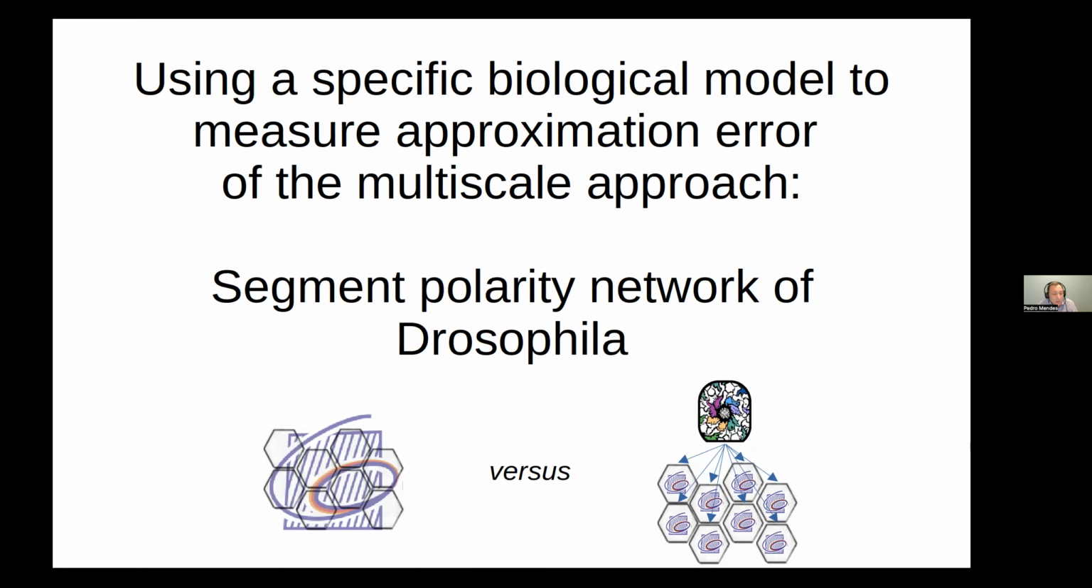However, as much as I have looked for, I have not seen anyone studying what that approximation error is and how could you control it. So that's what we're going to try to do here. And we're going to use a model which is amenable to be run with full sets of coupled ODEs because the cells are fixed.